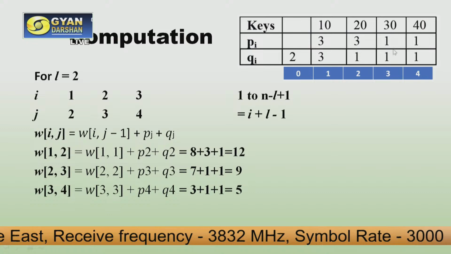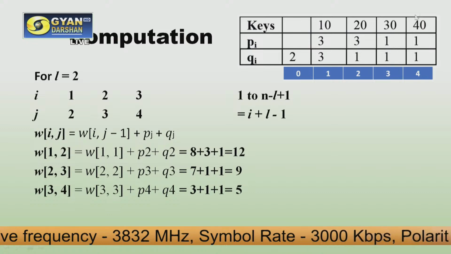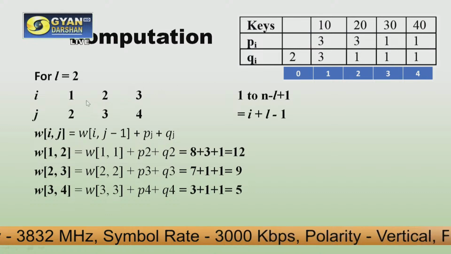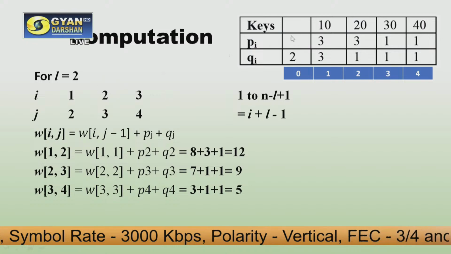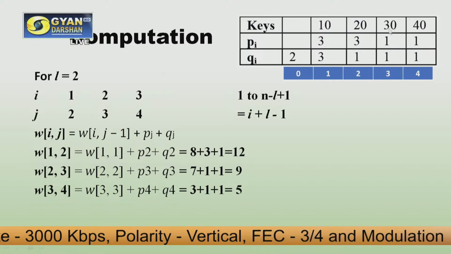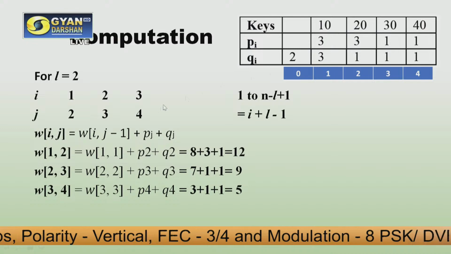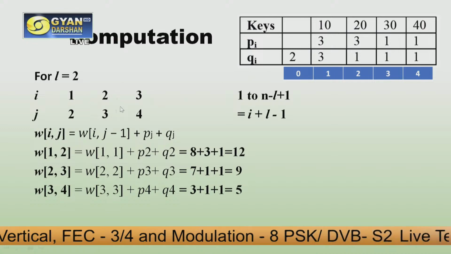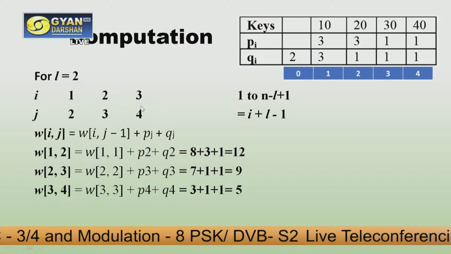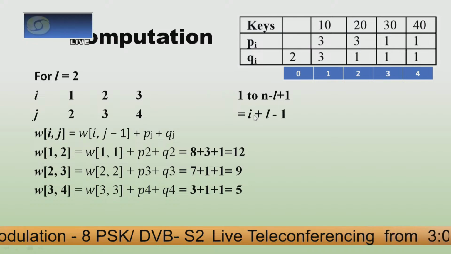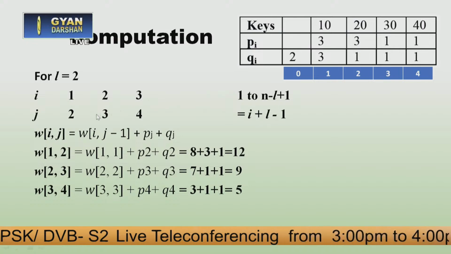And 3, 4 is going to be this particular subtree. Okay, so you are now referring to 3 subtrees. Earlier you were referring to only just the key and its dummy. Now you have 3 subtrees only. And accordingly, the values of i and j will be adjusted.